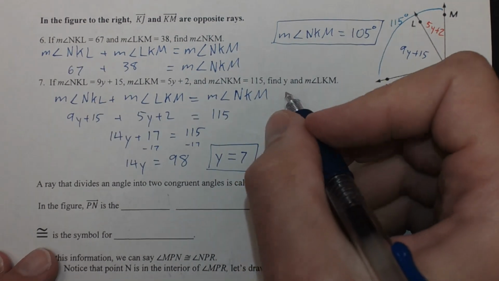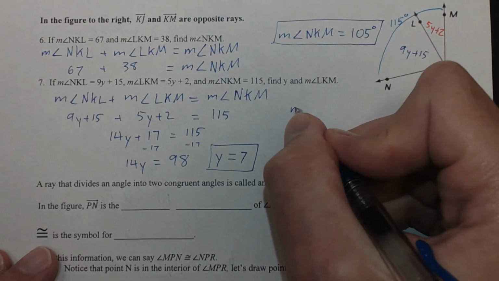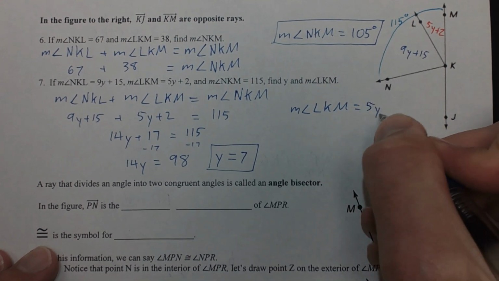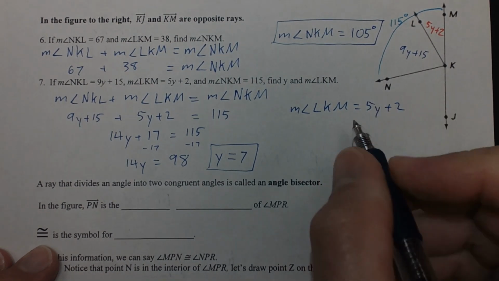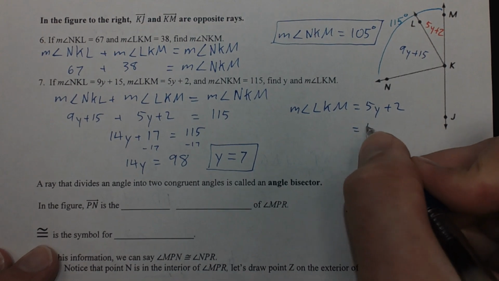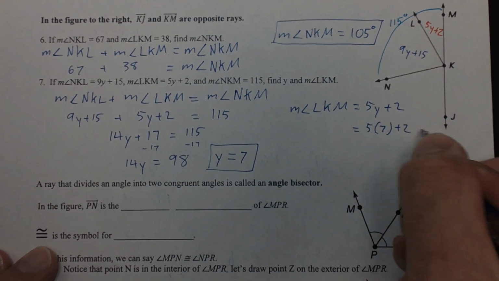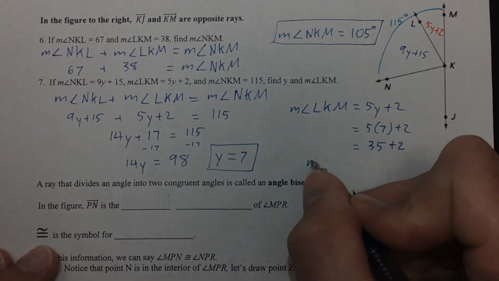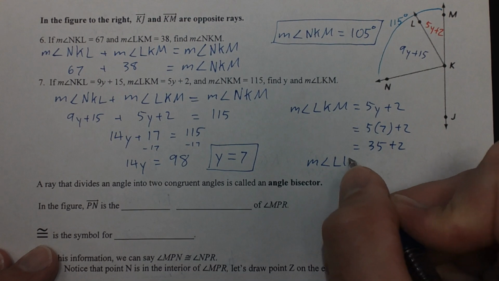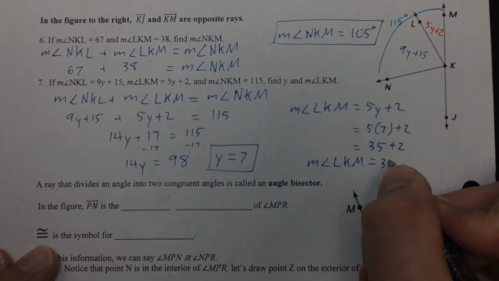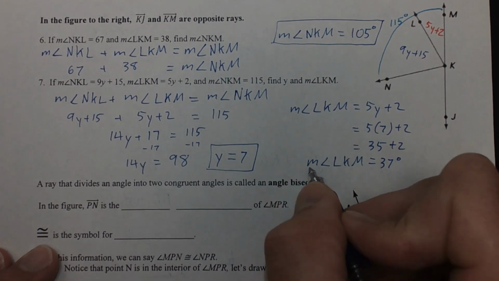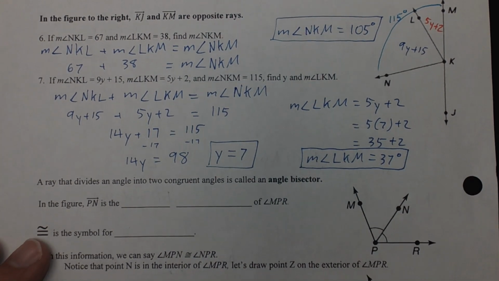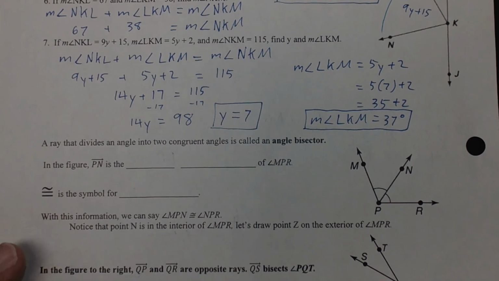Now the measure of angle LKM was given as 5y plus 2. So I'm just going to plug in what I know for y. 5 times 7 plus 2, which is equal to 35 plus 2. So the measure of angle LKM is equal to 37 degrees. These angles are all going to be in degrees as their units.